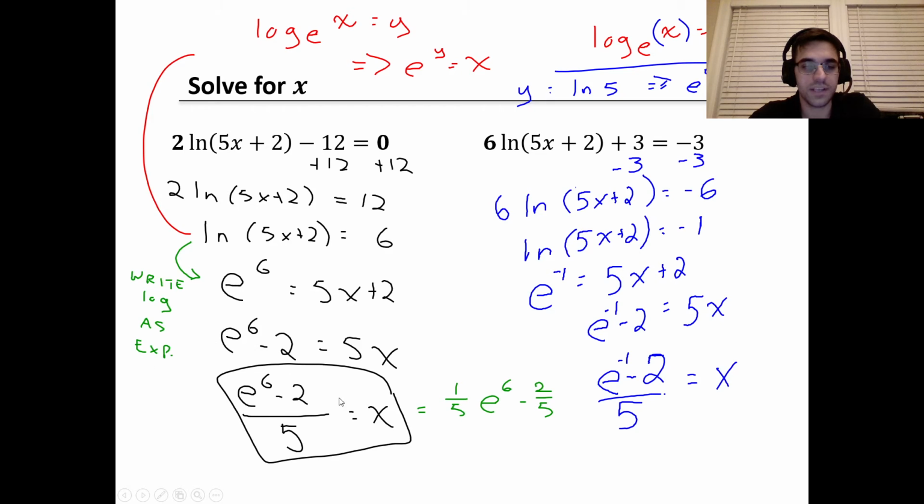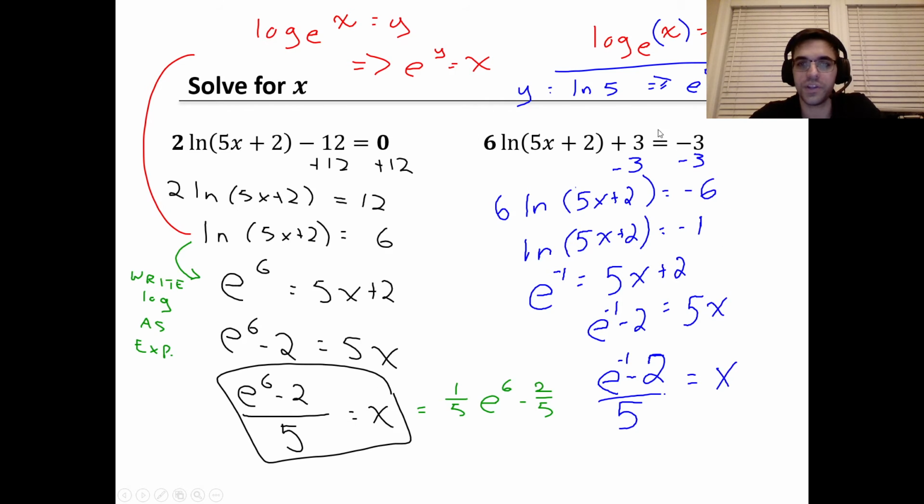If you needed a decimal answer, then you could type this into your calculator. There is an E button on your calculator, just like there's a pi button. You can put that to the power of 6, subtract 2, and then whatever you get from the difference, you can divide by 5.